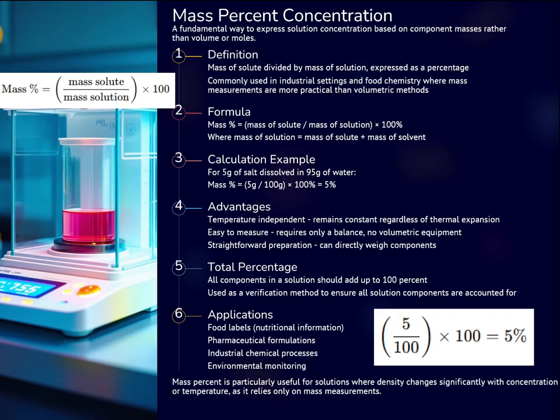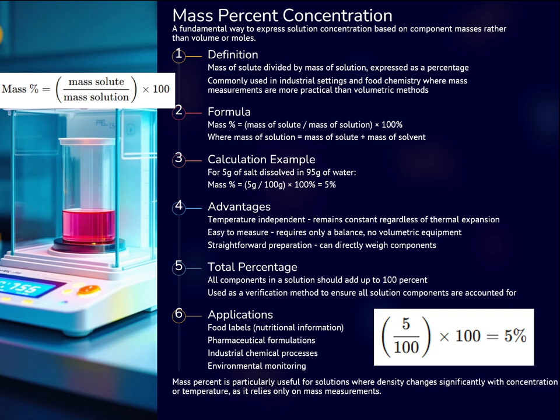Mass percent is the mass of the solute divided by the total mass of the solution, then multiplied by 100 to get it to be a percentage. So mass percentage is equal to mass of the solute divided by mass of the solution times 100.